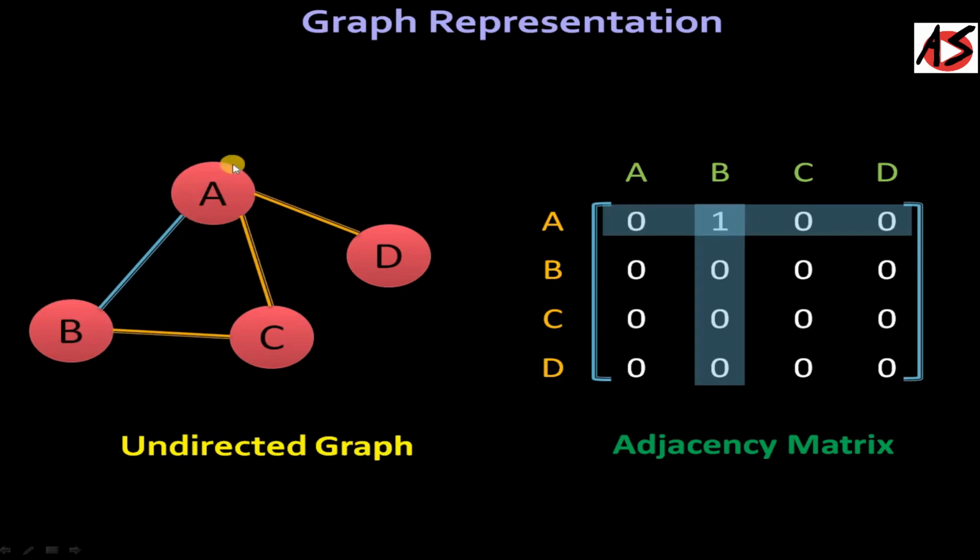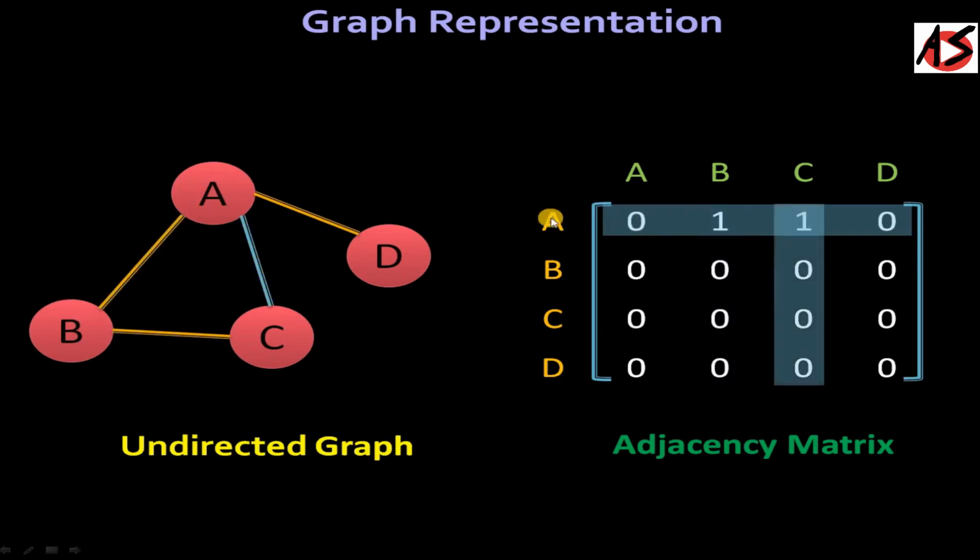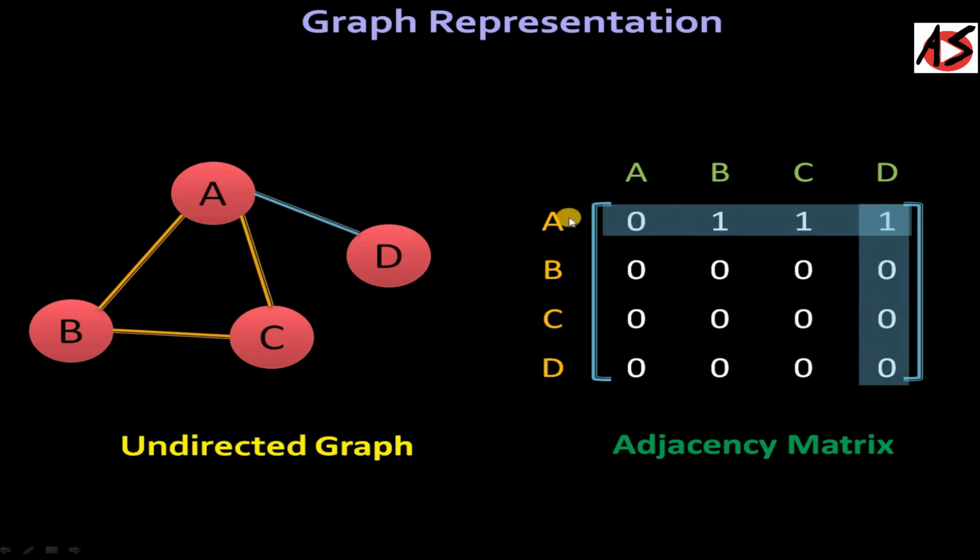A is also connected with C. So you can see here the A row and C column, and at the intersection we put 1. It indicates that A is connected with C. Now A is also connected with D. So here you take the A row and D column, and at the intersection you put 1. So 1 indicates there is an edge between A and D.